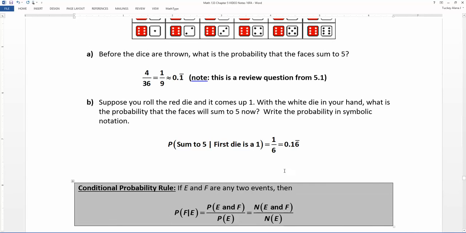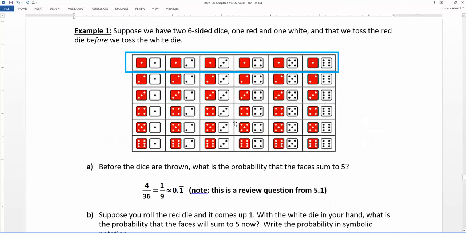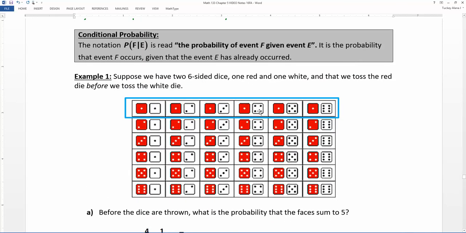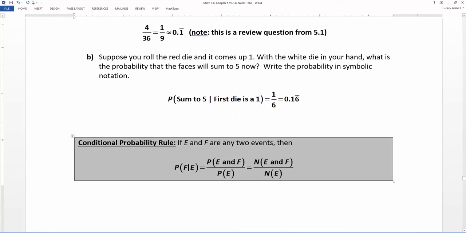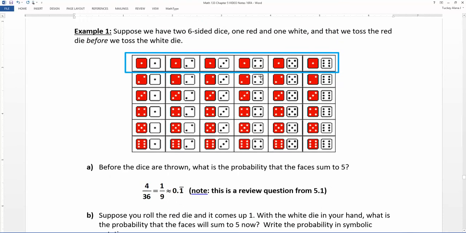So when you look at what we just did, we actually did this last part right here. The number of ways that you can sum to 5 and have the first die be 1. Well, sum to 5 and the first die is 1 is the 1, 4 right here at the top, right in the middle. And then divided by the number of ways that event E can occur. Well, event E for us was the first die is a 1, and that means there's 6 of them, and that's what we've highlighted with the little box right there.